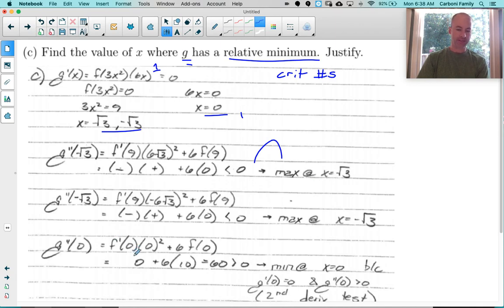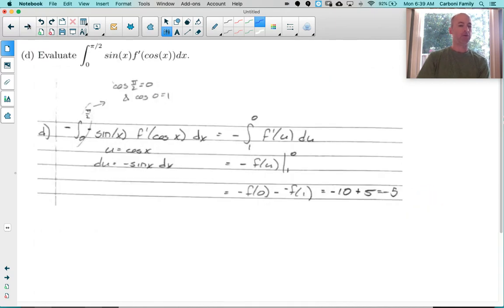When I plugged in 0, G double prime ended up being positive. If the second derivative is positive, you're concave up, making your critical number a minimum. And I think that's the better option, especially since we had G double prime. And so you got 1 point for your answer with justification. So this one was a 3 out of 3 question.